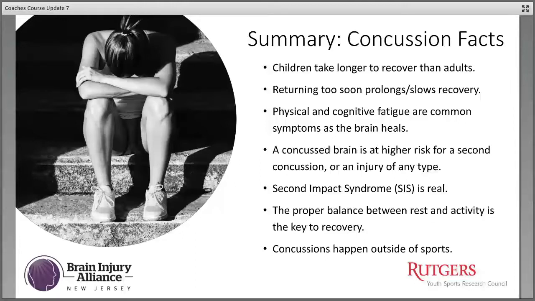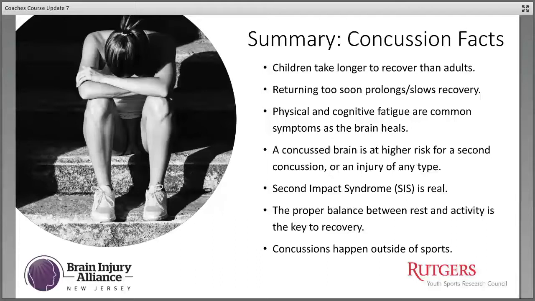In summary, we know the following. Children take longer to recover than adults, sometimes as much as twice as long. We've learned that returning too soon to normal activities can prolong recovery, and that includes returning to cognitive and social exertion as well as physical activities. We know that physical and cognitive fatigue are quite common symptoms as the brain uses energy in the healing process. When a brain is concussed, energy is diverted from normal activities to heal the brain injury itself.